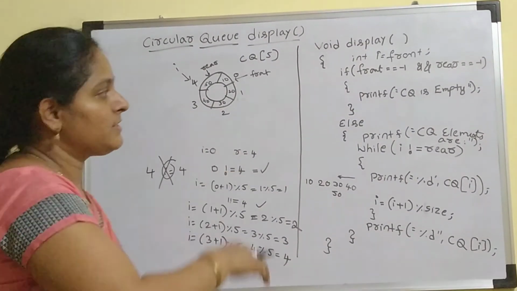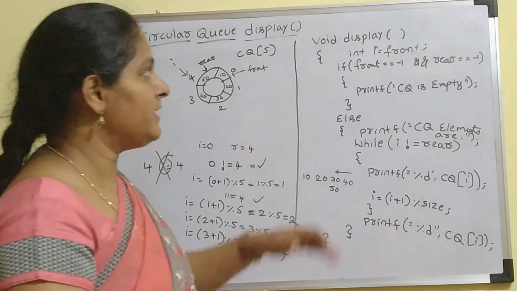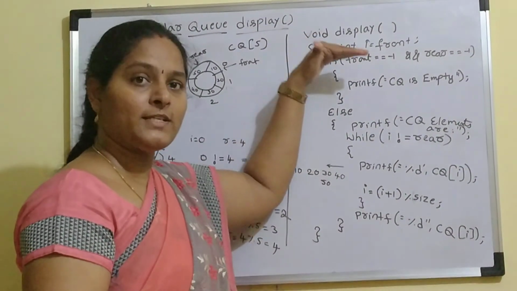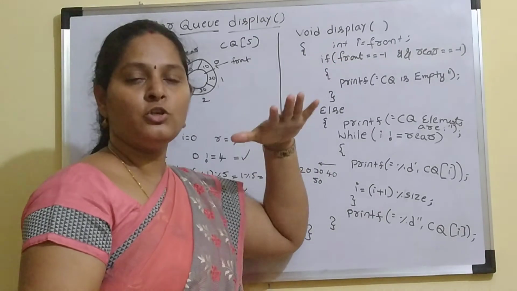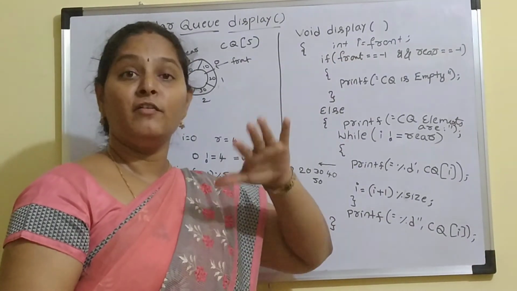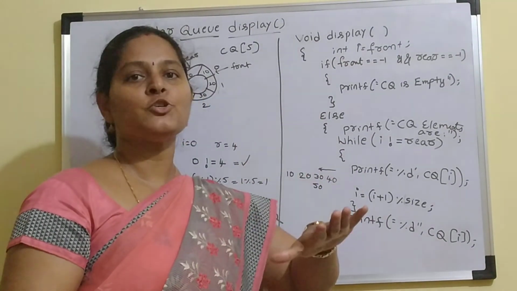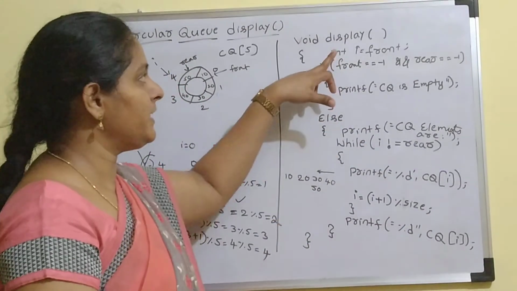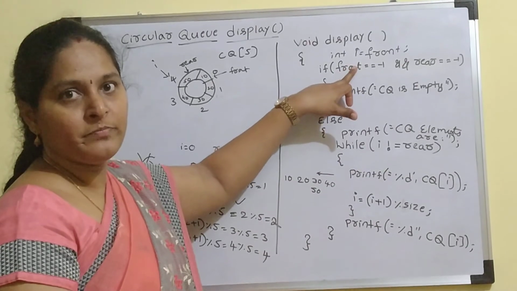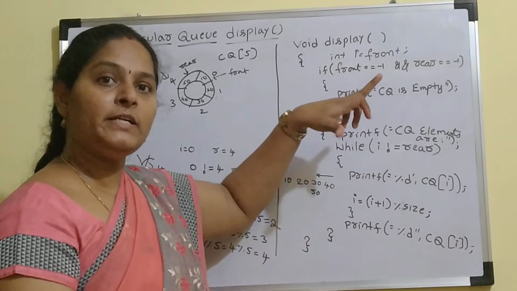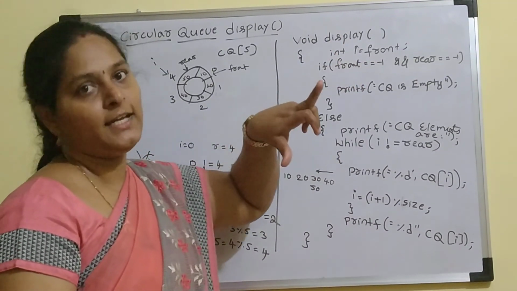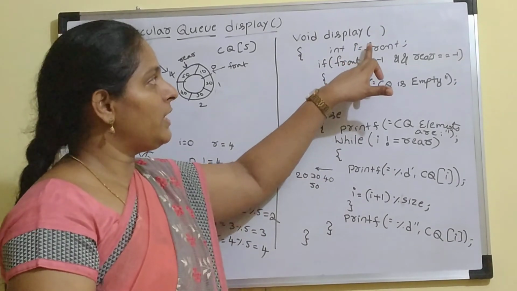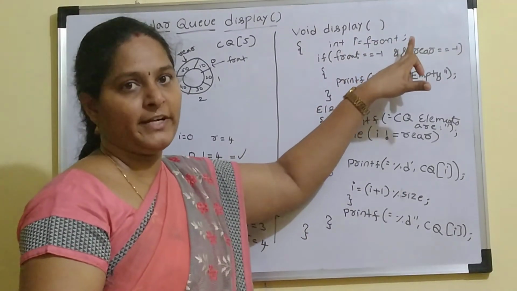Okay, let us see this display function once again. First, we are taking one more extra pointer because we should not move the front and rear pointers. Front should be in the first position, rear should be in the last position. So we should not move front and rear. That is the reason why we are taking one more extra variable I. From the first element we need to start printing all the elements. That is the reason why I am assigning I value to front.